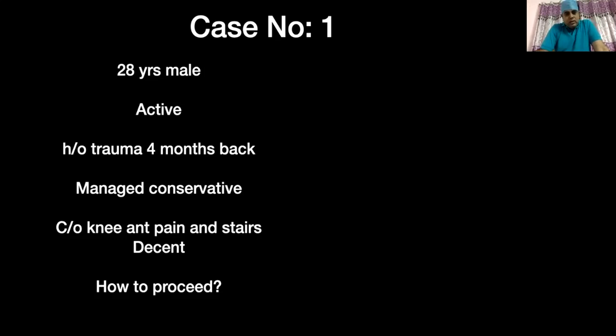So a young, active male with a history of trauma 4 months ago. He was managed conservatively. Now he's complaining of anterior knee pain, and he has pain when he's descending stairs. Now, how do we proceed?